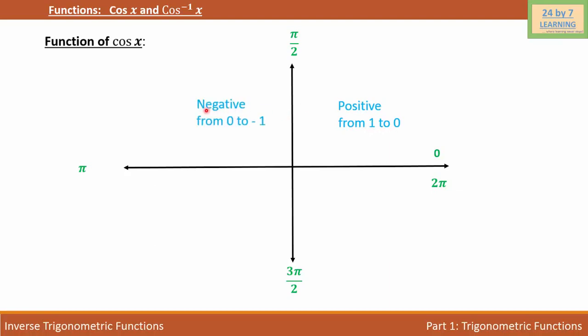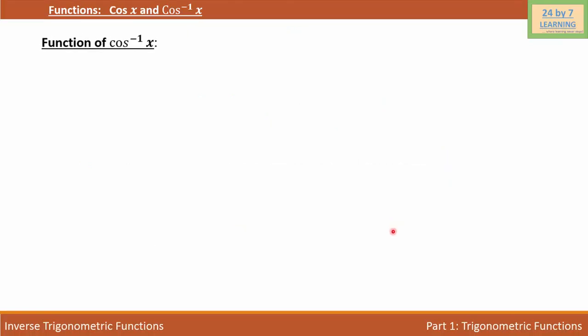The value of cosine is negative in the second quadrant, and the values change from 0 to negative 1. The value of cosine is negative in third quadrant and the values change from negative 1 to 0. And the value of cosine is positive in the fourth quadrant and the value changes from 0 to 1. Now let's talk about the cosine inverse function.